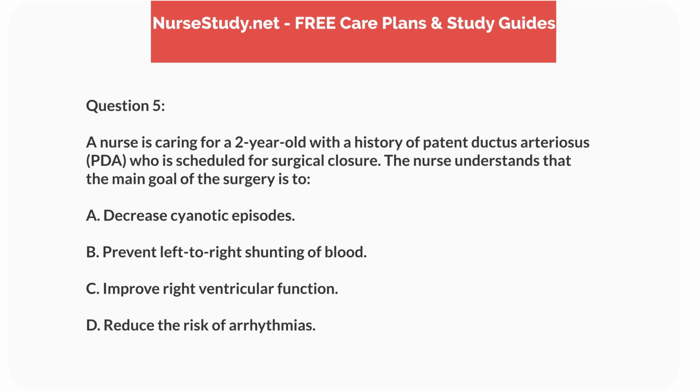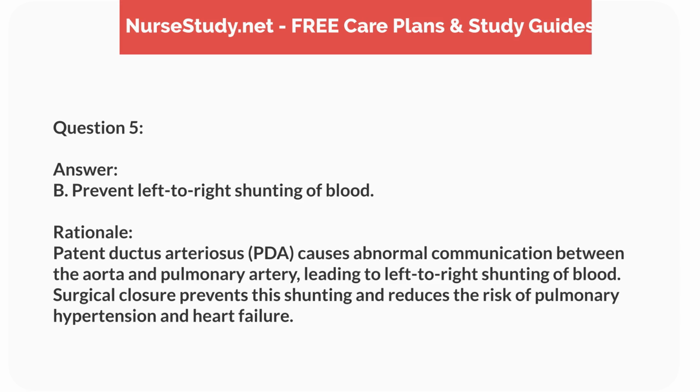Question 5. A nurse is caring for a 2-year-old with a history of patent ductus arteriosus, PDA, who is scheduled for surgical closure. The nurse understands that the main goal of the surgery is to: A. Decrease cyanotic episodes. B. Prevent left-to-right shunting of blood. C. Improve right ventricular function. D. Reduce the risk of arrhythmias. Answer: B. Prevent left-to-right shunting of blood.